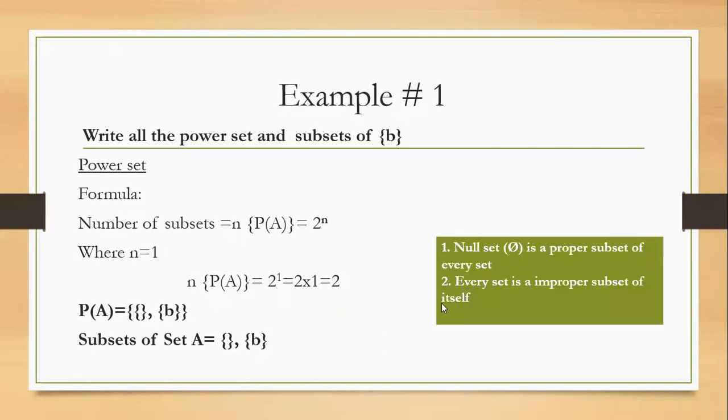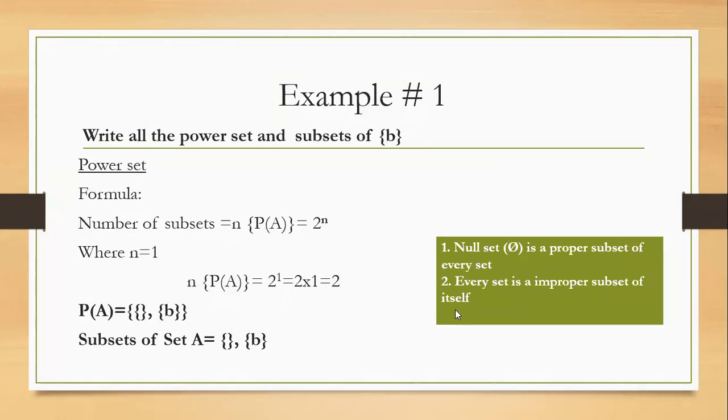What I told you is that the null set is a proper subset of every set. That means in every question, whenever we are finding the power set and subsets, the first subset must be a null set. Whenever you are finding the power set or subsets, the first subset will be a null set. Why? Because the null set is a proper subset of every set.